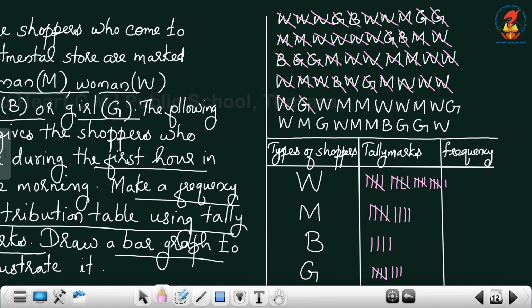G, W, M, W, M, again W, G, W, M, G, W, M, B, G, W.